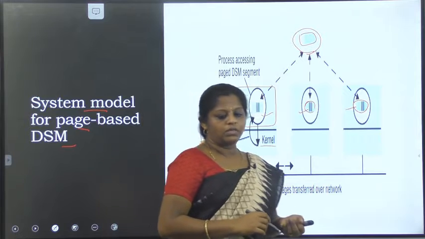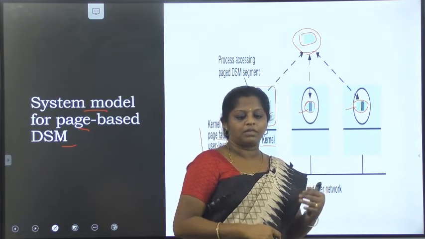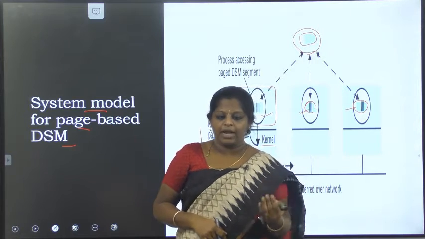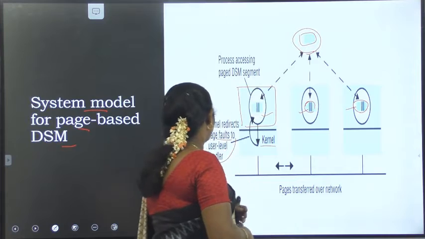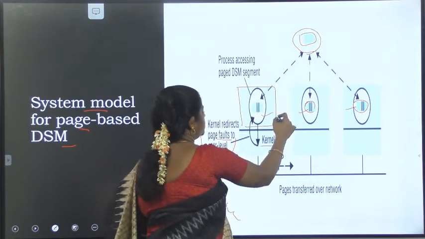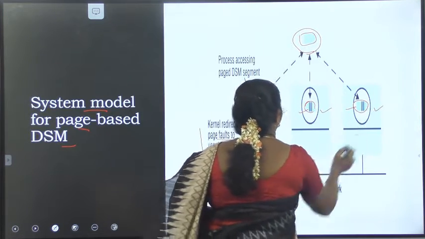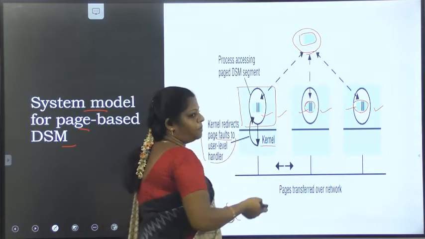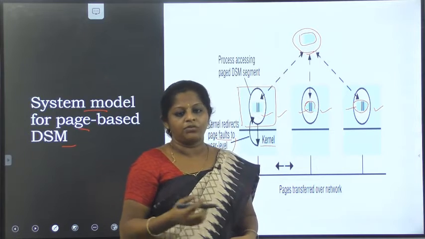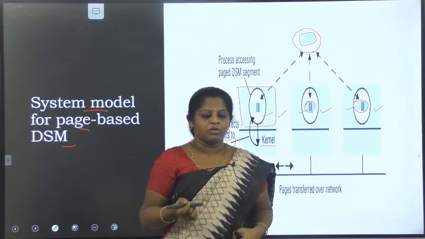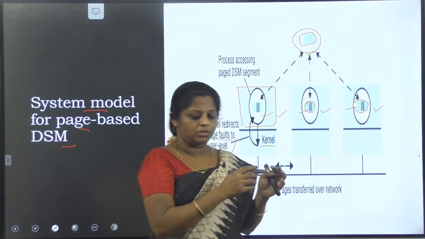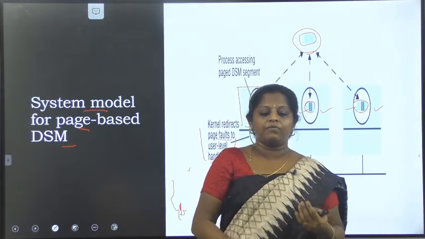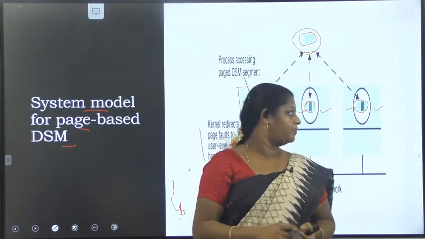And the next one is where the processes themselves perform the page fault handling and the communication handling. Whatever process is running in this system itself performs the page fault handling and the communication handling. So some combinations of the distributed shared memory runtime layer in the process and the kernel perform those handling functions also.